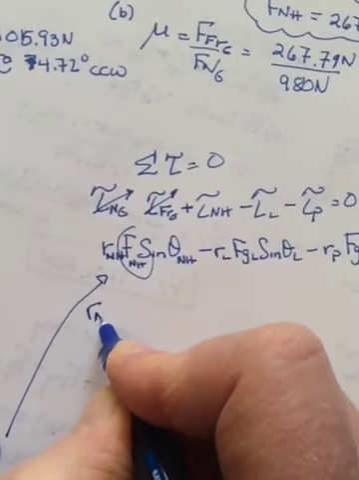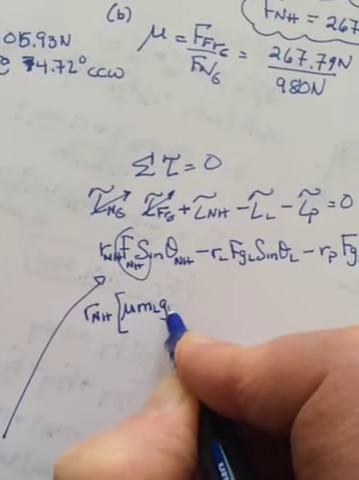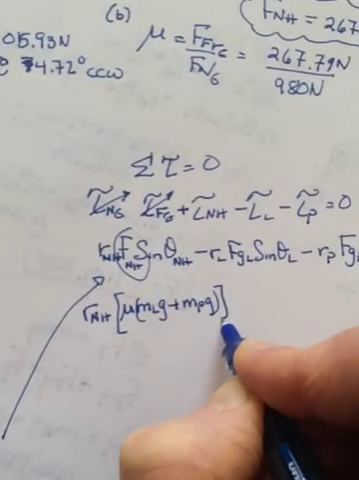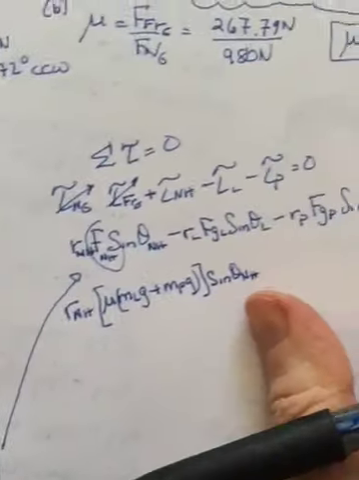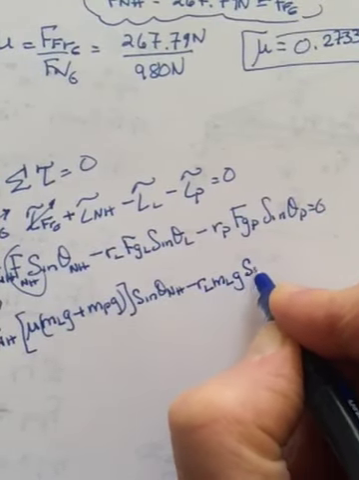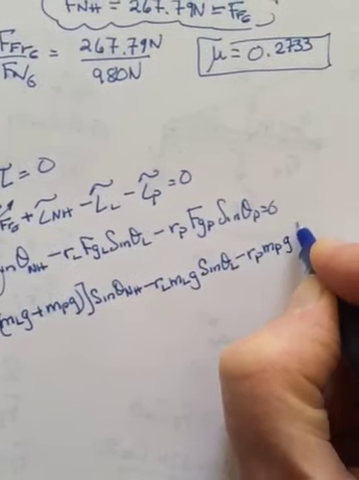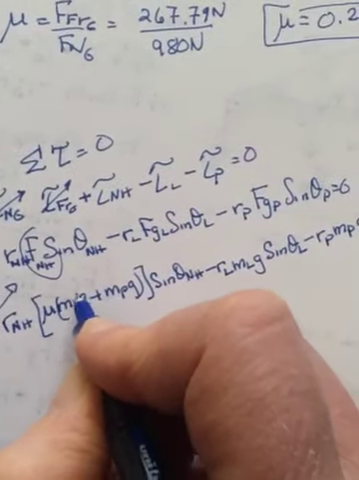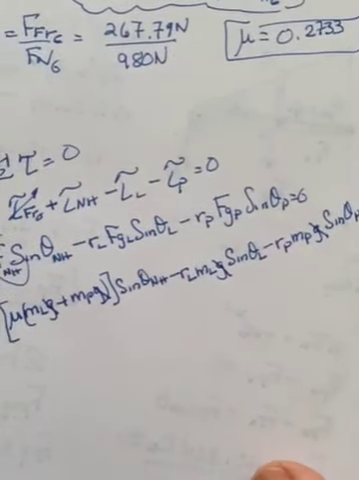So it becomes r normal of the house, bracket, mu, m of the ladder g plus m of the person g, and there's a bracket before those mu's, and then sine theta normal of the house, minus r of the ladder, m of the ladder, g, sine theta of the ladder, minus r of the person, m of the person, g, sine theta of the person equals 0. So every term here is going to have a g in it, so we can cancel them. You can wait if you want to multiply through first, but they're definitely going to go.